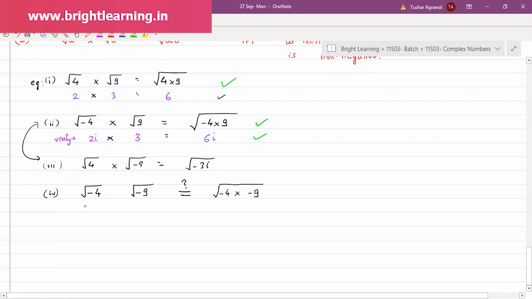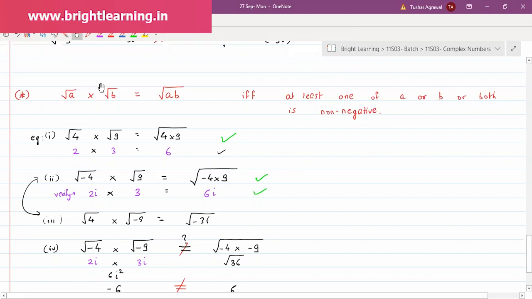What is minus 4 under root? Minus 4 under root is 2 times i. This is 3 times i. So the LHS answer is 6 times i square, which is minus 6. But what is the answer on the RHS? The answer on the RHS is 36 under root. Both are negative, so the product becomes positive. And 36 under root, we never take it as negative 6, we take it as positive 6 only. So they are unequal. So this property fails.